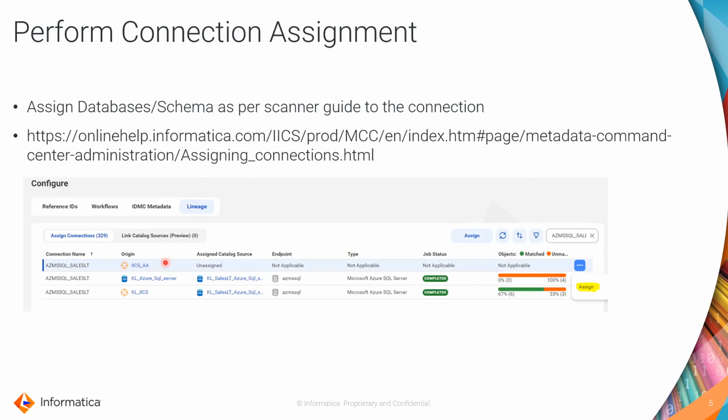And once we have identified the endpoints, we can again come back to Metadata Command Center and click on this assign button to assign all those endpoints to this connection, and it will trigger a connection assignment job. Once that is complete, we'll see either a full green bar, which will show that 100% of connections are matched, or if it's a partial match, a combination of green and orange, where green will show matched assets and the orange will show unmatched assets. Now let's go ahead and go to the demo.